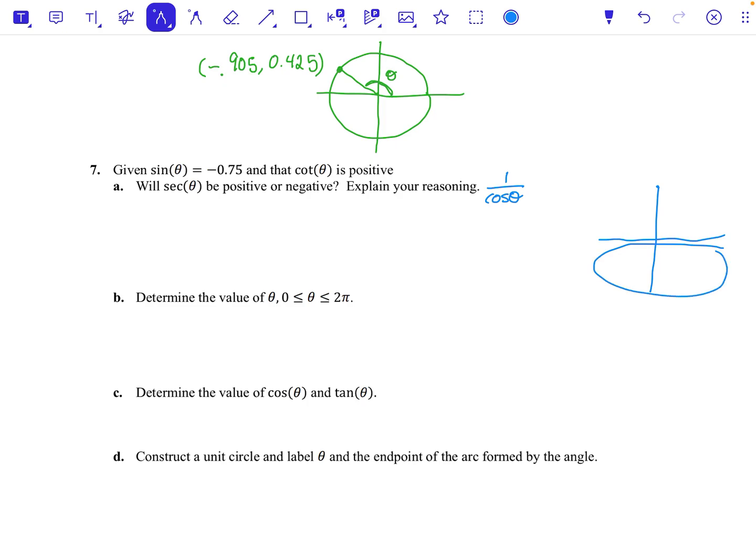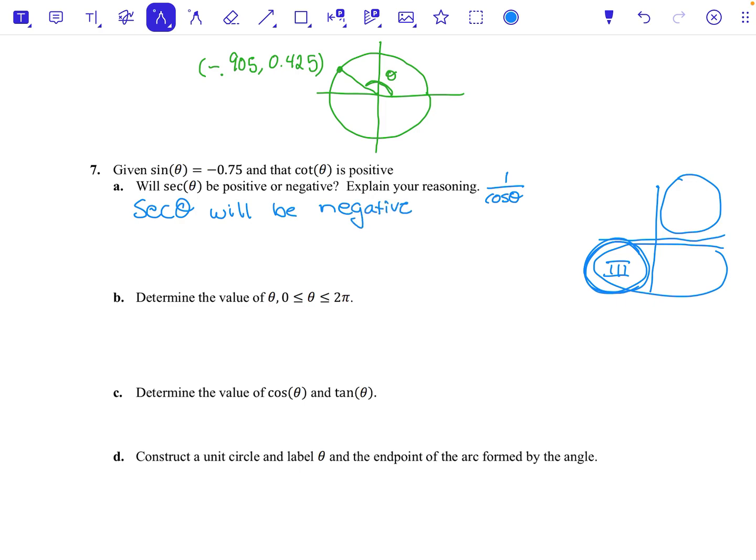But we're also told that cotangent is positive. Well, cotangent is going to be positive where our terminal ray has a positive slope. That's in quadrants 1 and 3. So we notice that they overlap here in quadrant 3. Well, in quadrant 3, cosine is negative. Therefore, secant of theta will be negative.